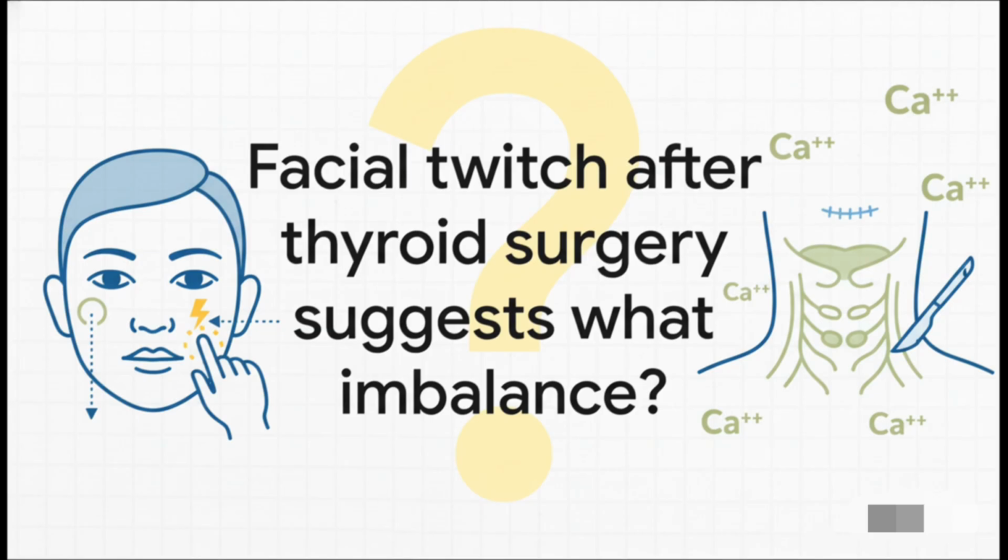Let's put that into practice. Imagine you're caring for a patient who had thyroid surgery 2 days ago. You gently tap the side of their face and you see their lip twitch. What's going on? That's a positive Chvostek sign, which points directly to B, hypocalcemia. This makes perfect sense because the tiny parathyroid glands that control calcium live right behind the thyroid and can easily get bruised during that kind of surgery.